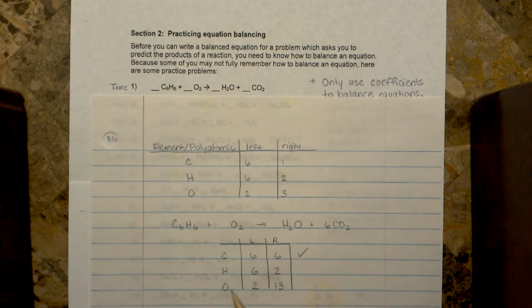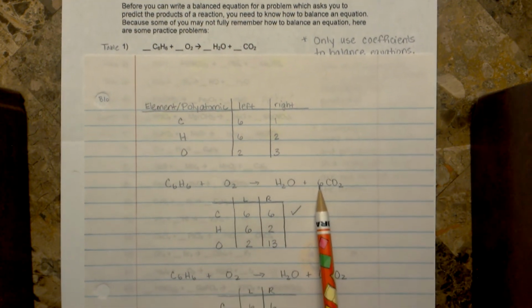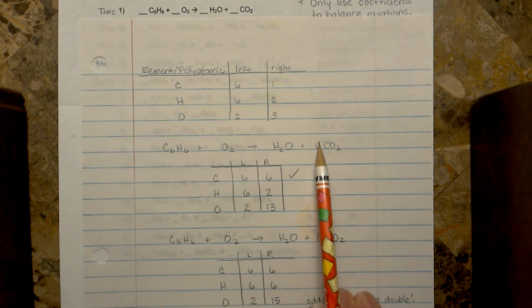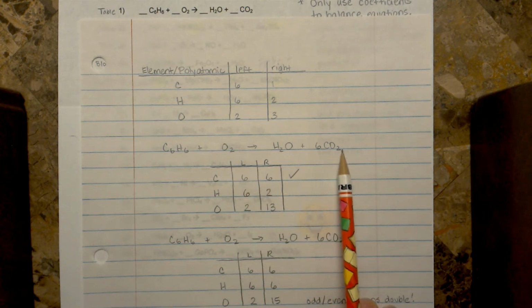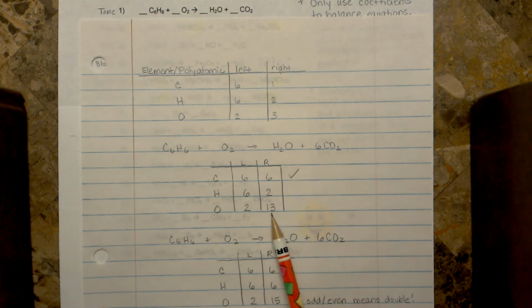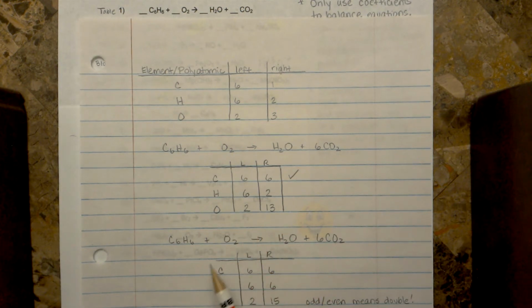So the first thing you might want to do is get these carbons equal. In order to make 6 carbons, I have to put a 6 coefficient in front of the carbon dioxide. I can't change the subscript. When I do that, the carbons are balanced, but now I've changed the number of oxygens. So we have 6 oxygens here plus 1 more here. That makes 13 oxygens. I didn't change my hydrogens at that time.